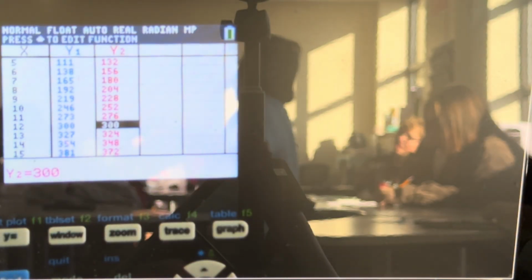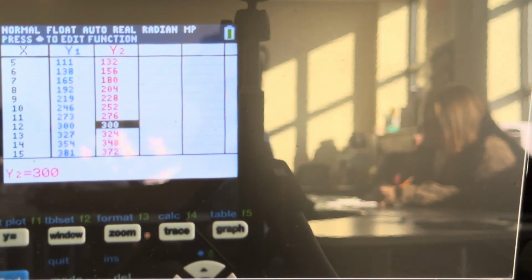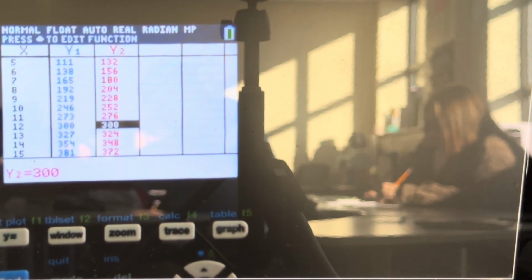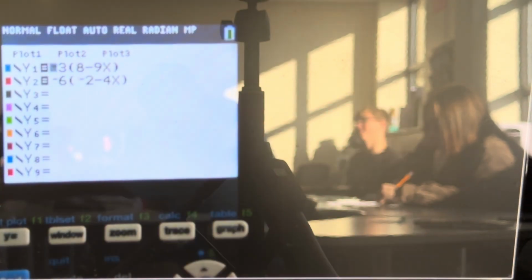So let's get our calculator a little bit bigger. Oop, wrong way. Oh, yeah, they're different. See? No, they're the same. 300 and 300 at 12. So our answer is 12. So let's do an easy one.